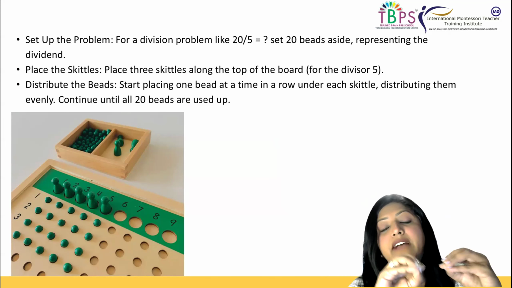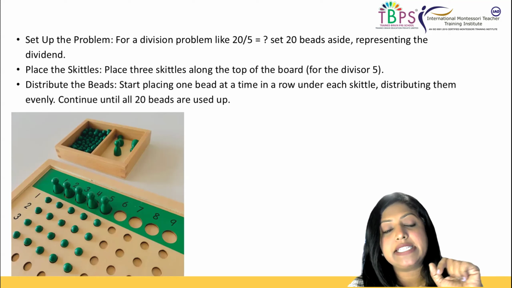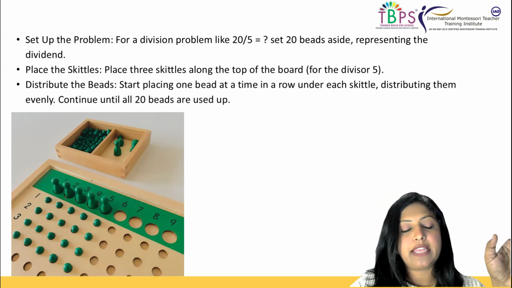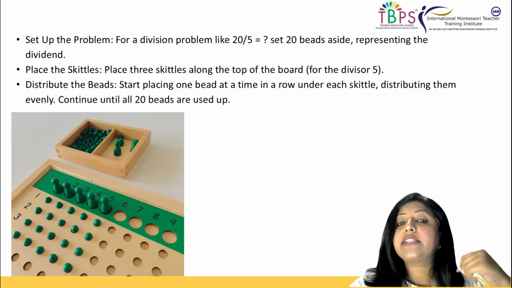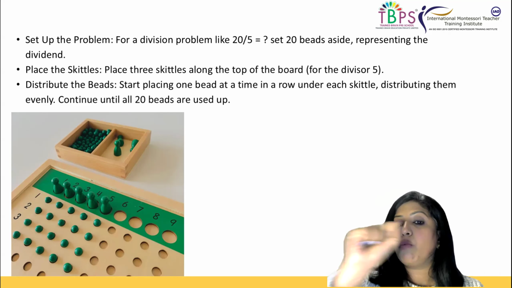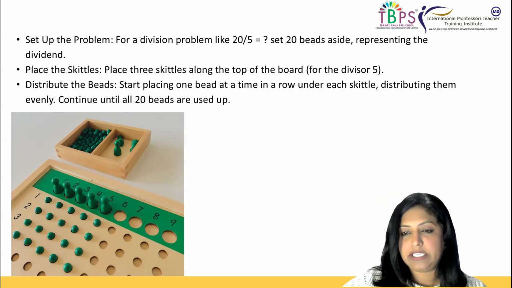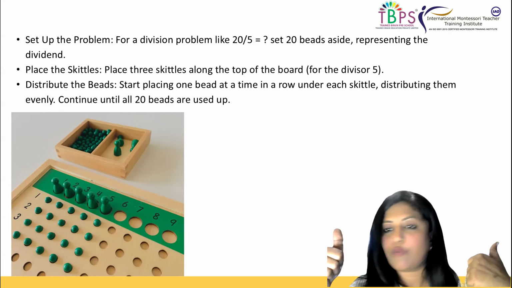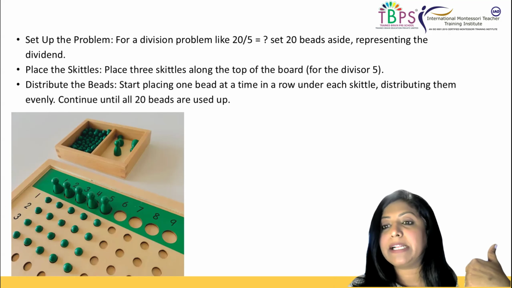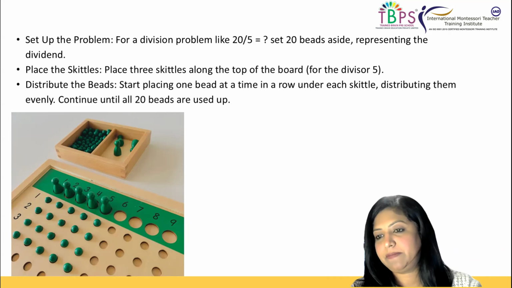And then I'm distributing among how many? 5. So I take 5 skittles and I put them on top here. Can you see here? I do that distribution. Now I start distributing them one in a row. I don't do it vertically, I do it horizontally. This is the only difference between your multiplication board and your division board. In multiplication, you go vertical. In the division board, you go horizontal.